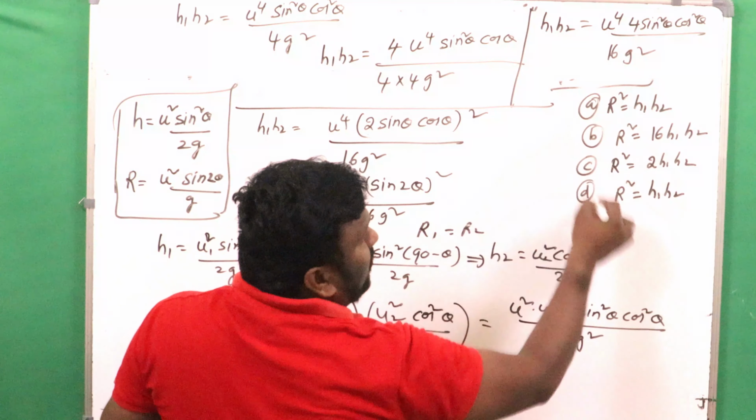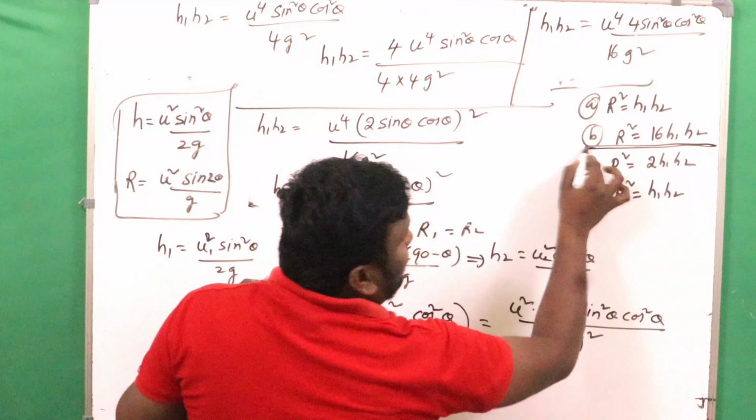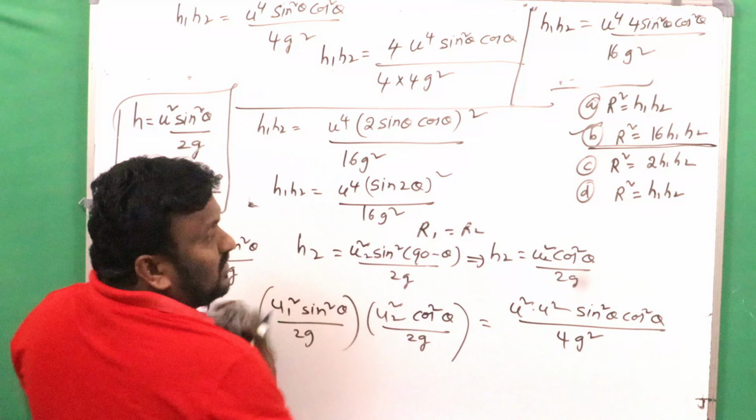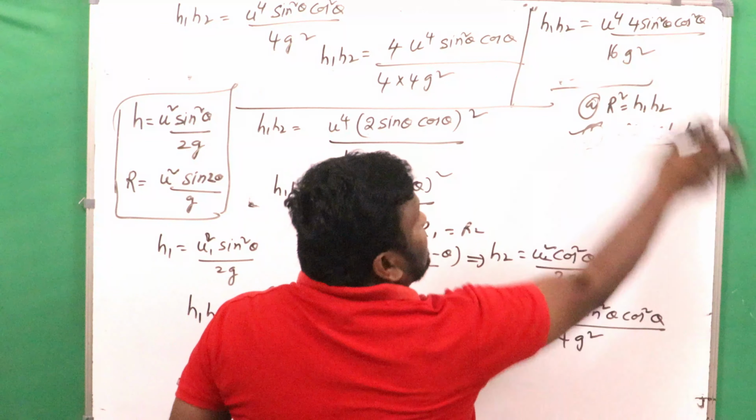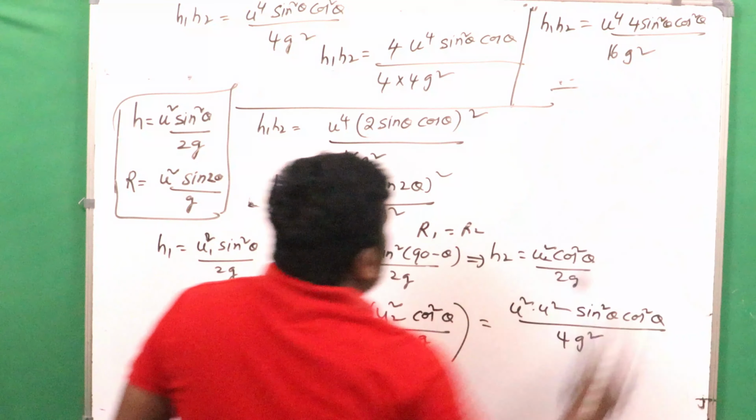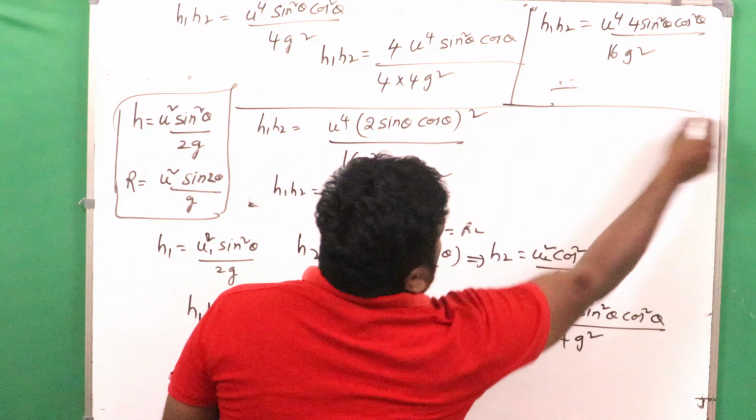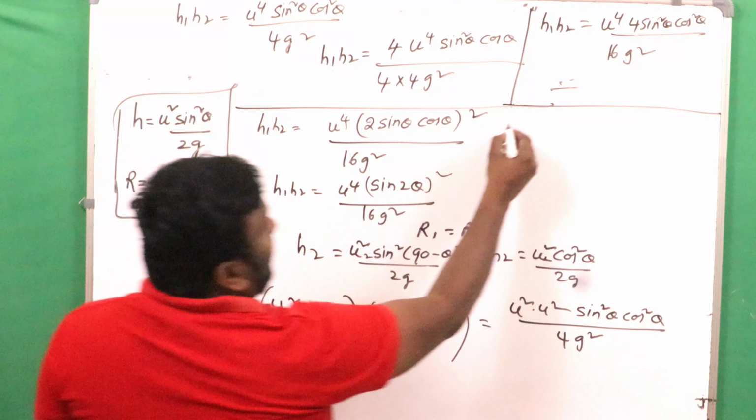So children, among the 4 options, option B is the right one. That's why here I am erasing this one. Let's check whether that is right or wrong. Look here now.